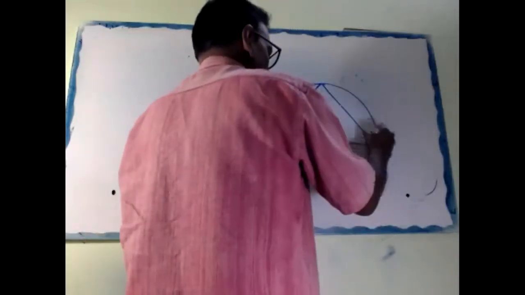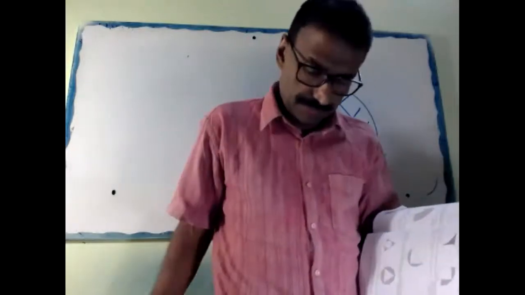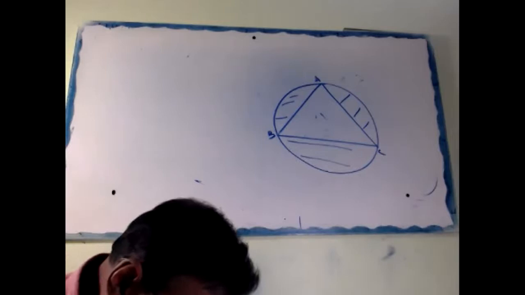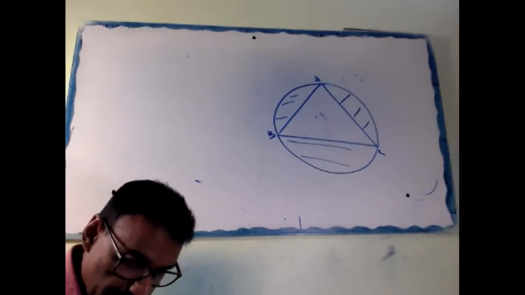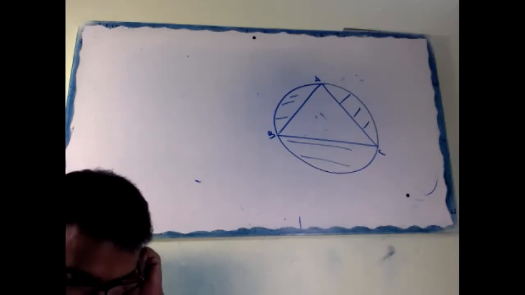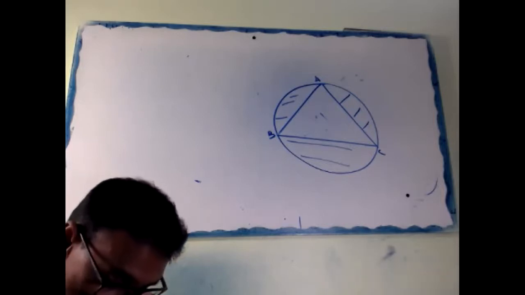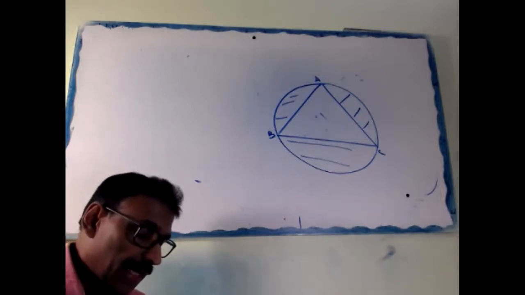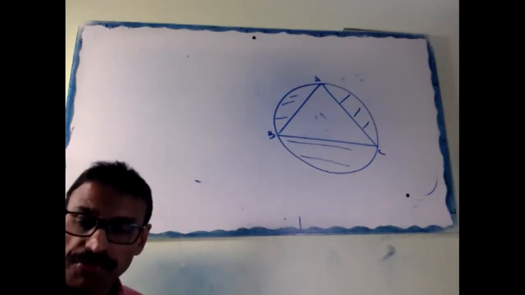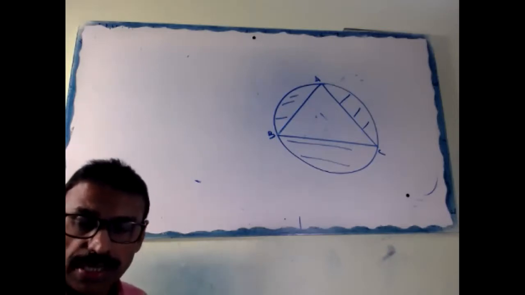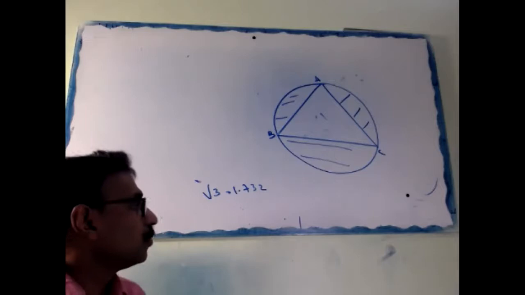Inscribed in a circle. In figure, an equilateral triangle ABC of side 6 centimeter has been inscribed in a circle. Find the area of the shaded region. Take pi 3.14, root 3, 1.732.